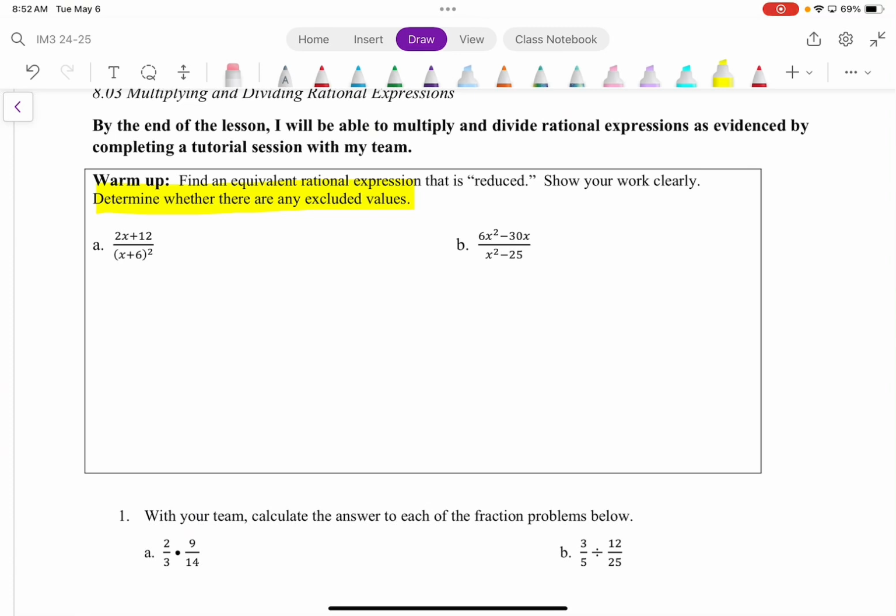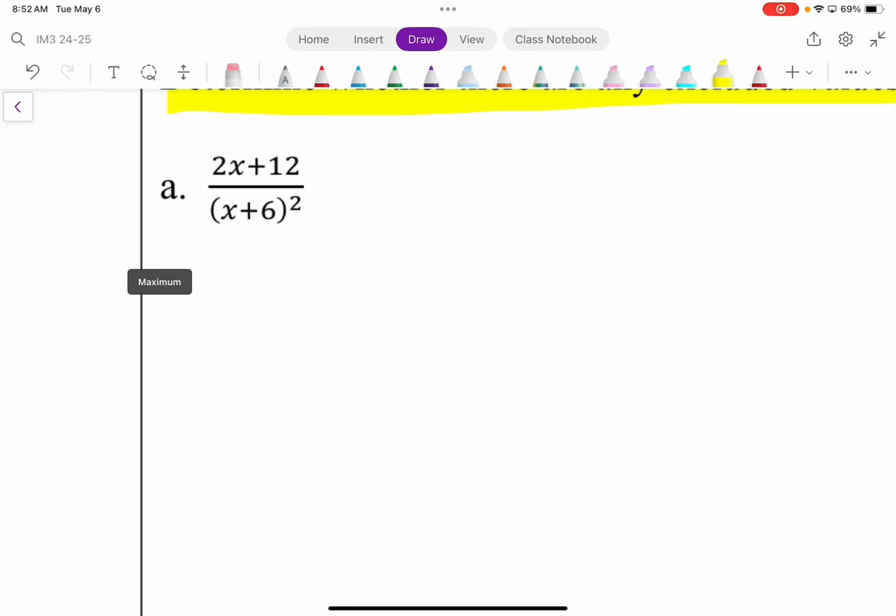All right, so for the warm-up, remember, you were asked to do two things. Number one, reduce the expression that is given to you. And number two, find the excluded values. Keep in mind, there will always be at least one excluded value. So don't ever put no excluded values, because that's not true. All right, looking at A.